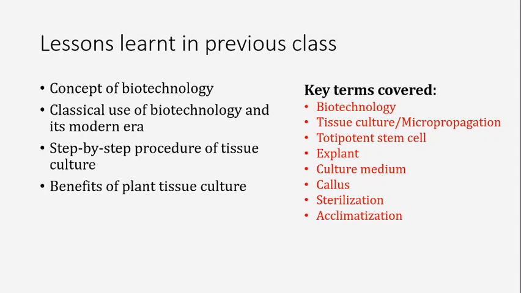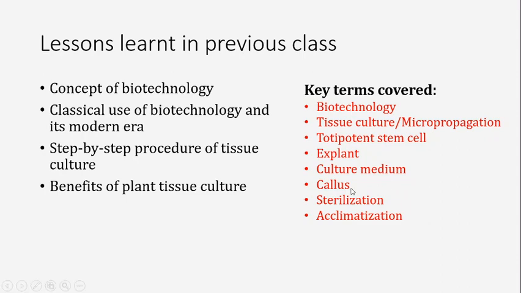And we've also learned some key terms from the previous lesson. These key terms were the definition of biotechnology, and also, the another name of plant tissue culture is called micropropagation, and we have called some cells totipotent stem cells. They have the capacity to convert into any kind of cell. Explant is the part of the mother plant used for plant tissue culture purpose.